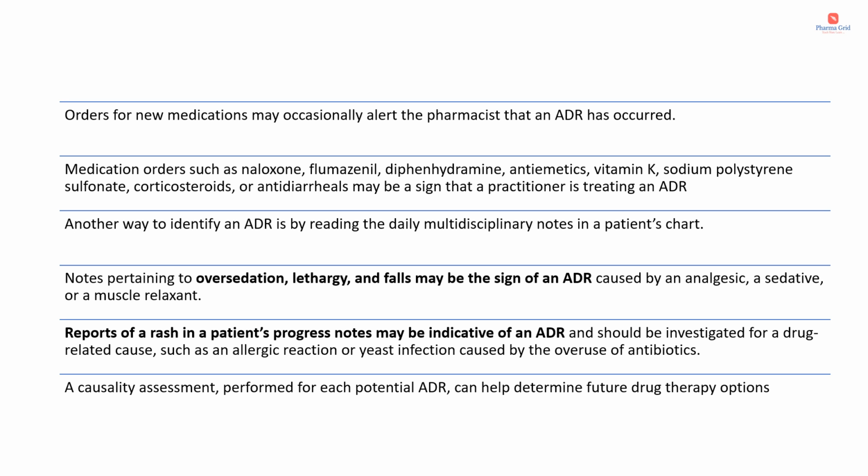an ADR. Another way to identify an ADR is by reading the daily multidisciplinary notes in a patient's chart. Notes pertaining to oversedation, lethargy, and falls may be a sign of an ADR caused by an analgesic, a sedative, or a muscle relaxant. Reports of a rash in a patient's progress notes may be indicative of an ADR and should be investigated for a drug-related cause, such as an allergic reaction or a yeast infection caused by the overuse of antibiotics. A causality assessment performed for each potential ADR can help determine future drug therapy options.